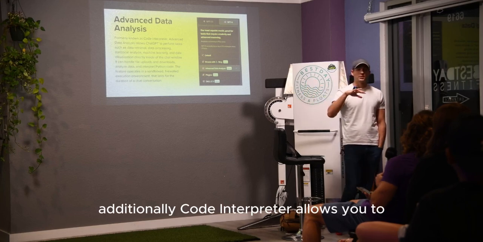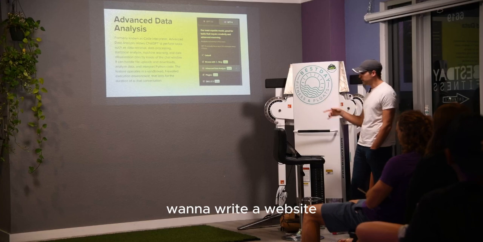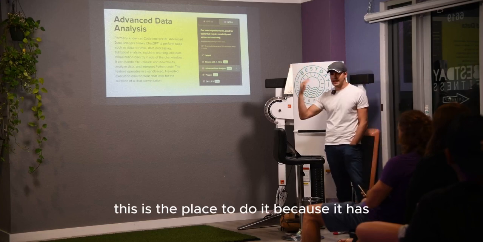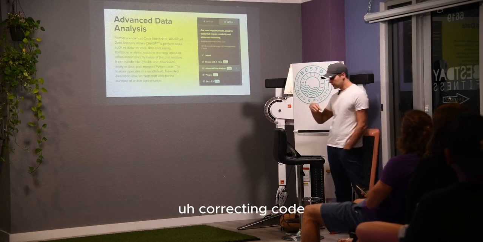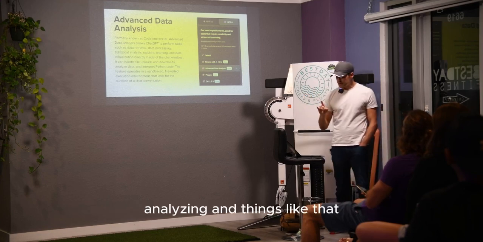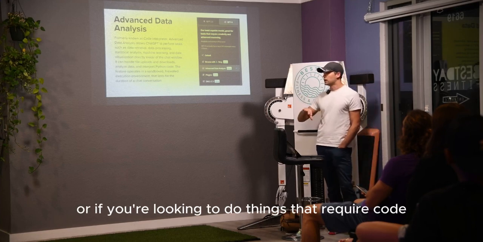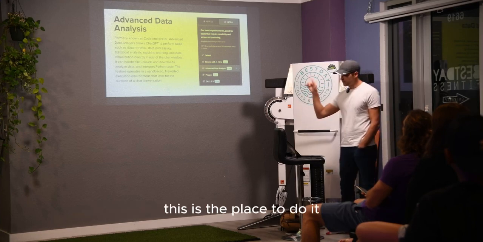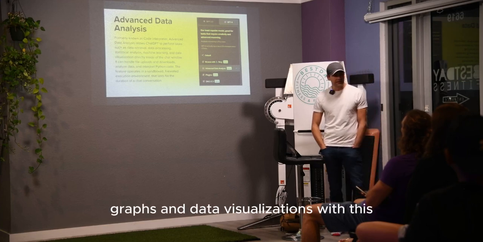Additionally, Code Interpreter allows you to do things with code, right? So if you are coding something, you want to write a website, this is the place to do it because it has the functionalities and capabilities of writing code, correcting code, analyzing it, things like that. So if you're looking to code things or do things that require code, this is the place to do it. You can also do graphs and data visualizations with this.